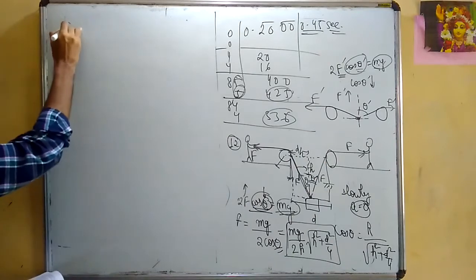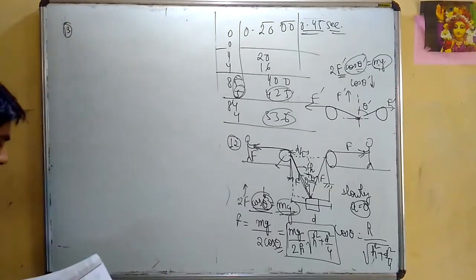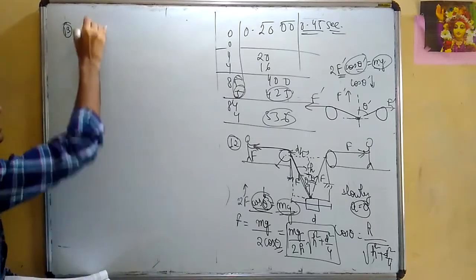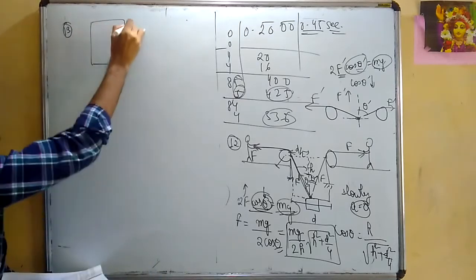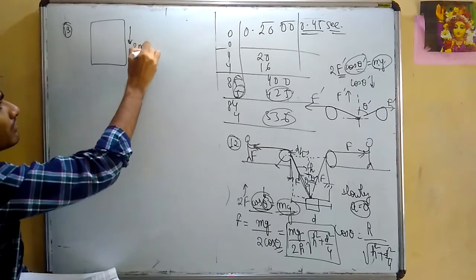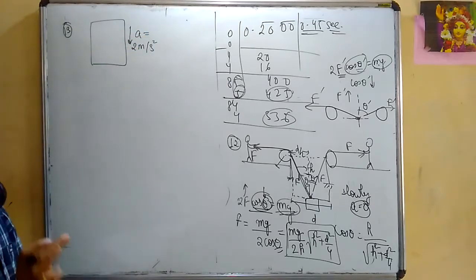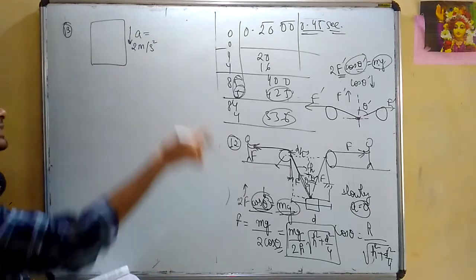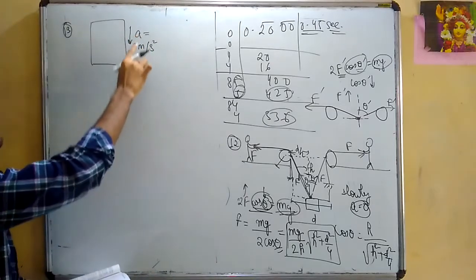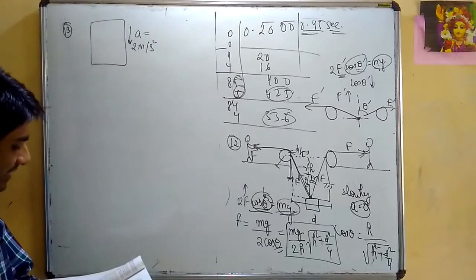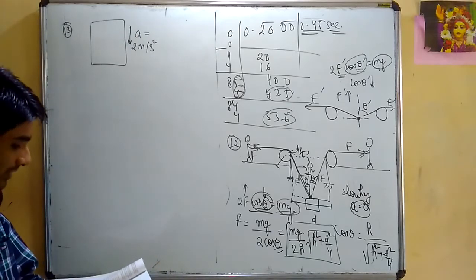Let us come to question number 13. The elevator shown in the figure is descending with an acceleration of 2 meter per second square. Mind you, be very careful with these terms. If it would have been deceleration, I would have written a equal to minus 2 meter per second square. But in the question it is descending with an acceleration of 2 meter per second square.